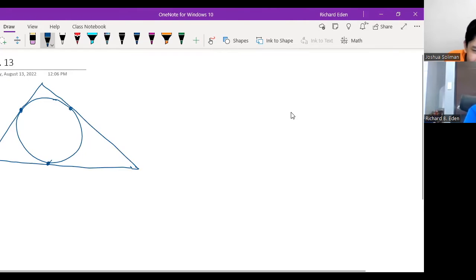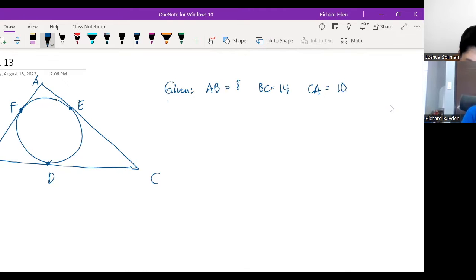Okay, we have the following. A, B, C. And then D, E, F. So given AB equals 8, BC equals 14, and AC equals 10, find AF, BD, and CE. Let's see.